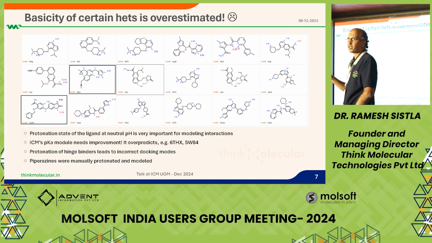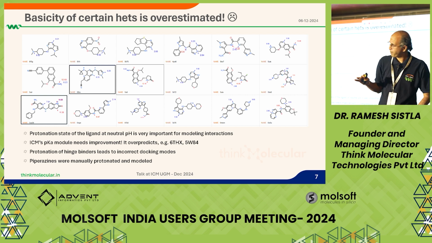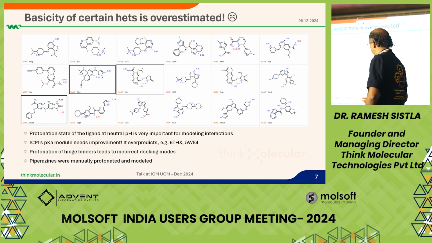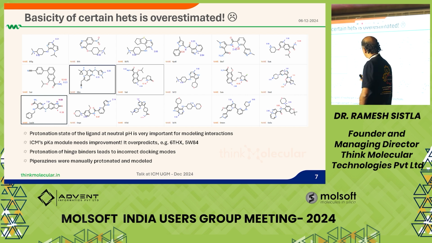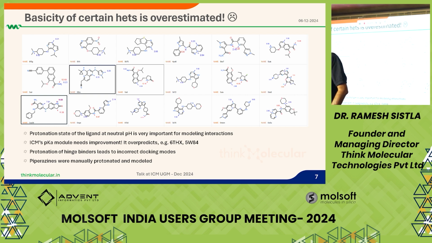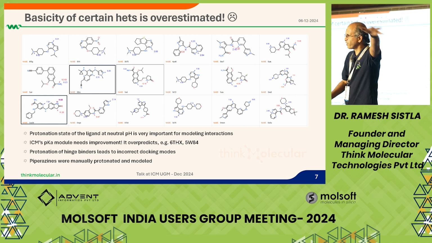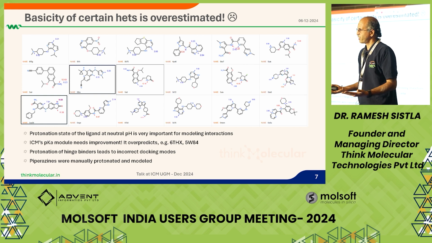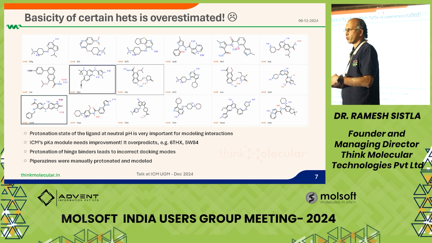Okay, it actually gave me very poor enrichment. Then the next thing I did: I didn't want to do the auto mode, but at least there are a bunch of piperazines and all that. People who are familiar with the kinase space know that we stick out a piperazine or some such group in the solvent region, which gets protonated, obviously. So I manually protonated those.